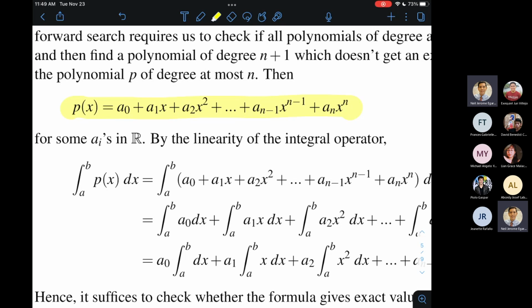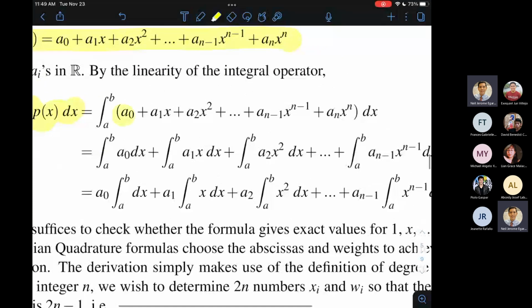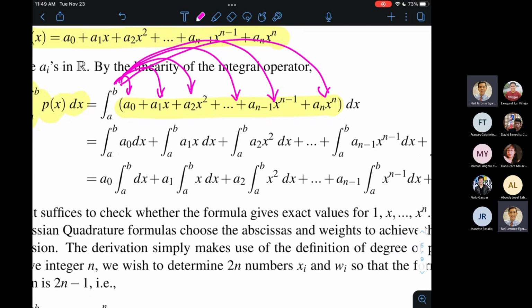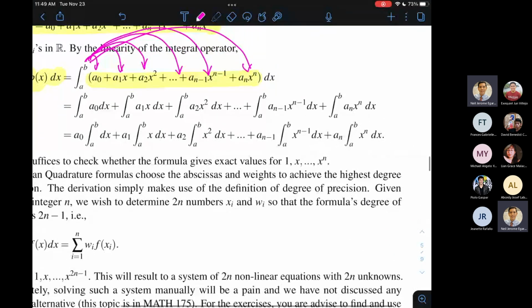Okay? Now, tingnan natin, ano ba yung integral ng p of x dx? So, papalitan ko lang si p nung mahabang polynomial definition niya. But thanks to the linearity of the integral operator, the integral can be distributed over the sums. And then all constant factors will come out of the integral, okay? And eventually we'll have this.